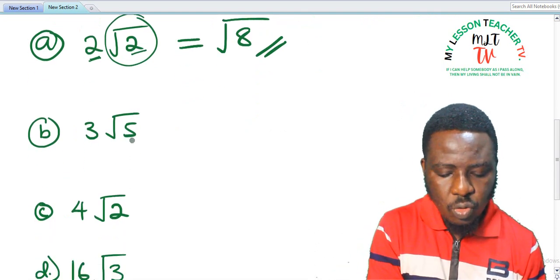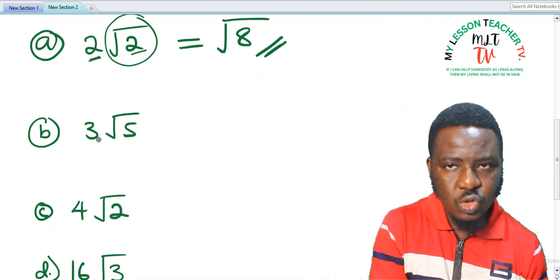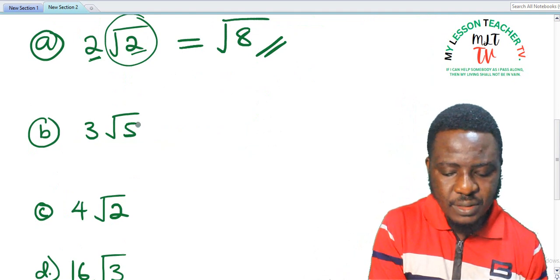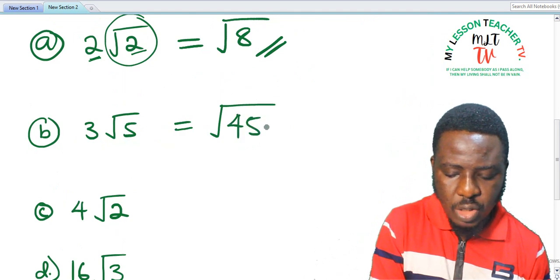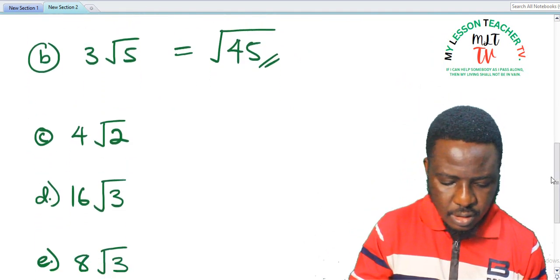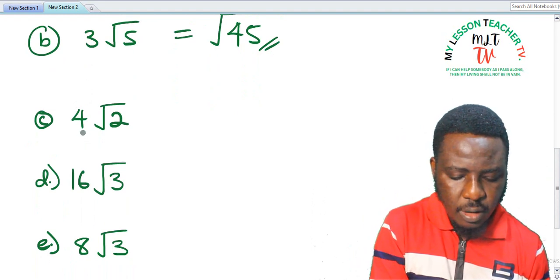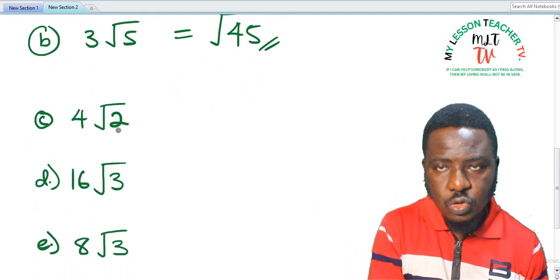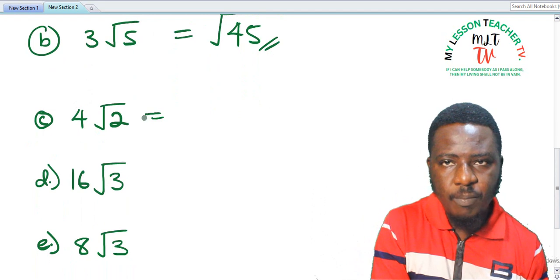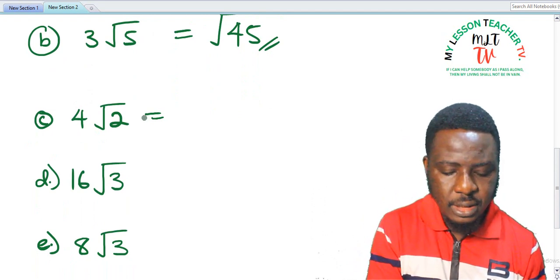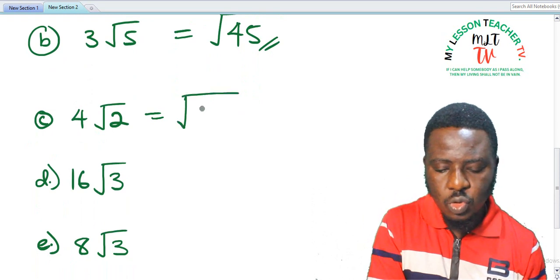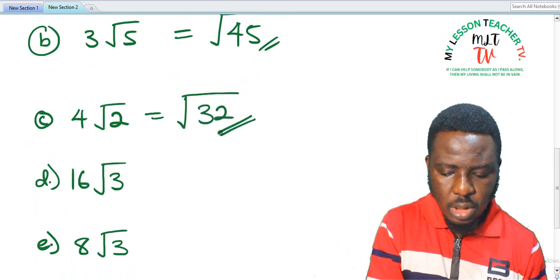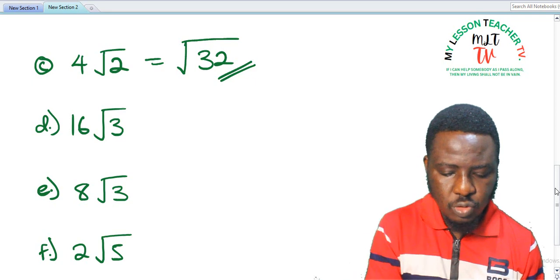B, 3 root 5. Square 3. The square of 3 is 9. 9 times 5 is 45. So this is equivalent to root 45. C, 4 root 2. The square of 4 is 16. 16 times 2 is 32. So this is equivalent to root 32. And you do same to this.